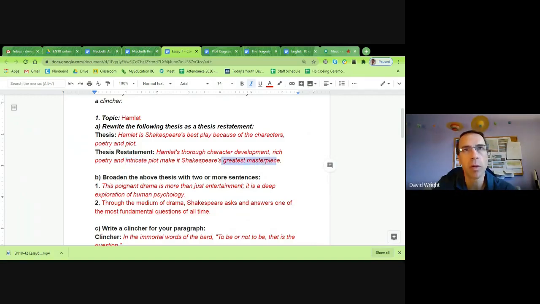Okay, now Shakespeare's greatest masterpiece, that's my opinion. Just like we had it here, best play. You're basically saying the same thing, but you're rewording the grammar, restructuring it, and also putting in other words like adjectives or other types of synonyms. It has to be the same order as your body paragraphs. Your first body paragraph will be about characters. Your second body paragraph would be about poetry. And your third body paragraph would be about plot.